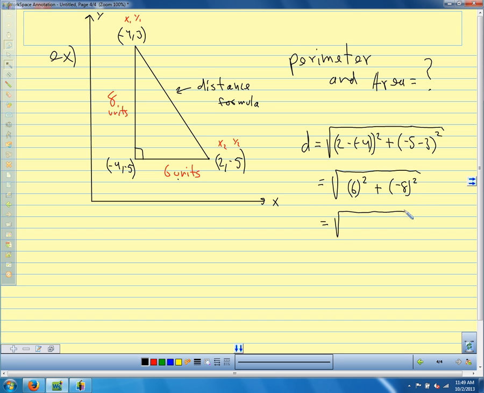And 6 squared is 36. Negative 8 squared is 64. I shouldn't end up with any negatives under here after I square everything. So 36 plus 64 is 100. They made it nice and easy for us. Square root of 100 is 10. So this side is 10 units.